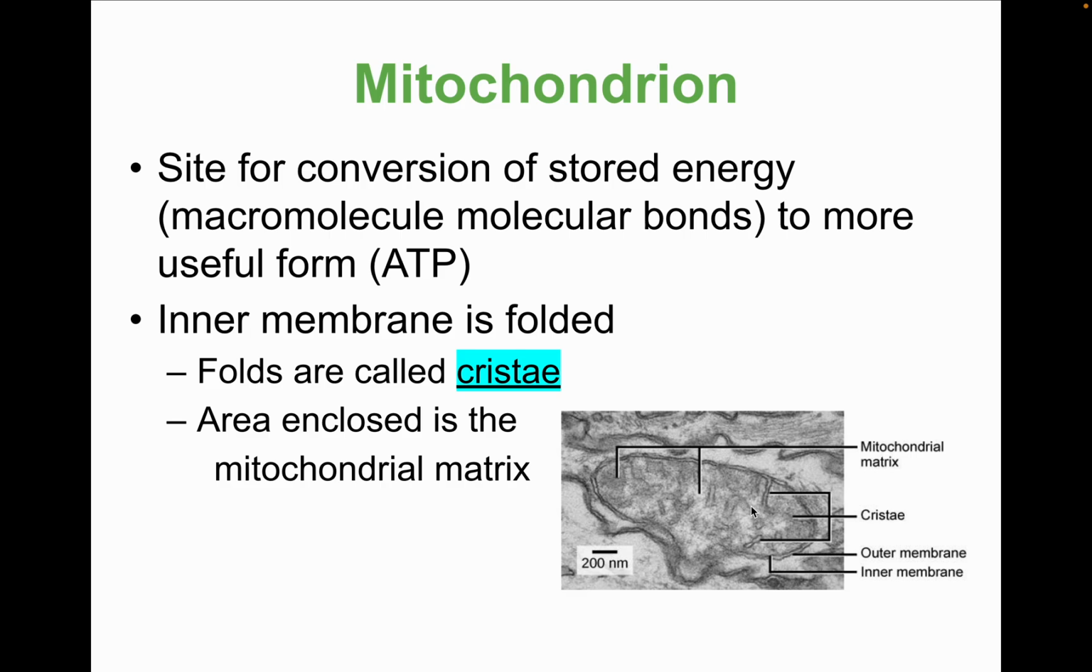As you can see here, this is the mitochondria, and there are some folded walls in the center. The folds are called cristae. As you can see here, this is a crista. And the area enclosed in the mitochondria is called the mitochondrial matrix. Basically, it's the rest of the space that is wrapped in this mitochondria.